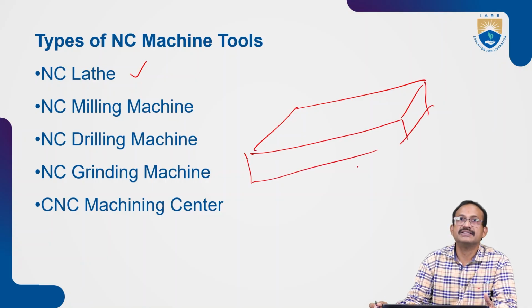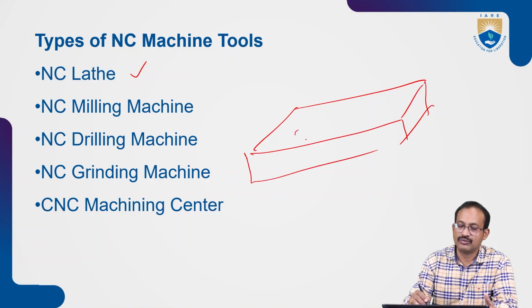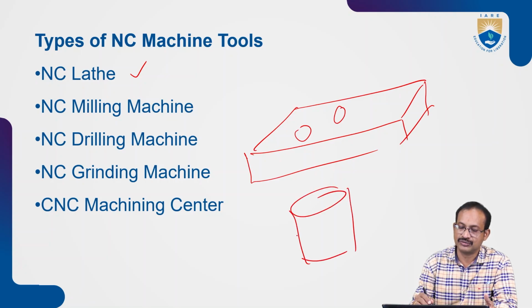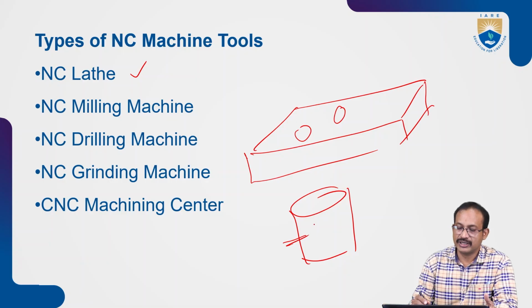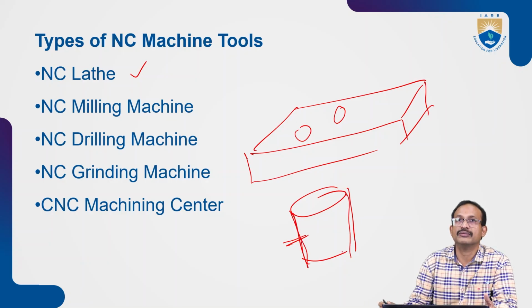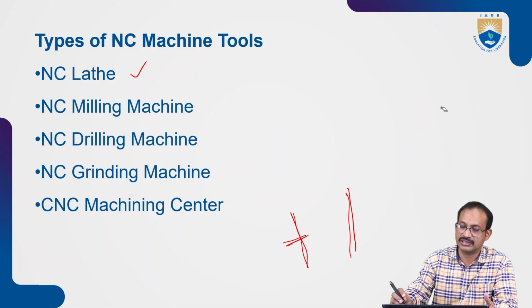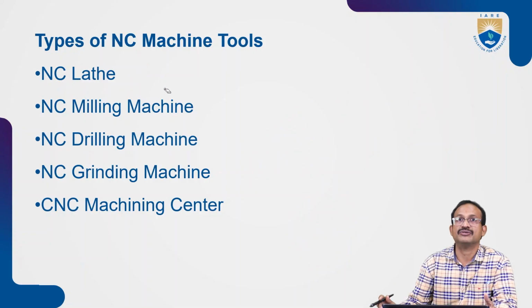And NC drilling machine in order to make holes on flat surfaces or cylindrical surfaces too. Okay, NC grinding machine to reduce small diameter in order to get the required diameter and for the high level of finishing. Okay, next CNC machining centers. So these are the high-end machine tools in the NC machine tools category.